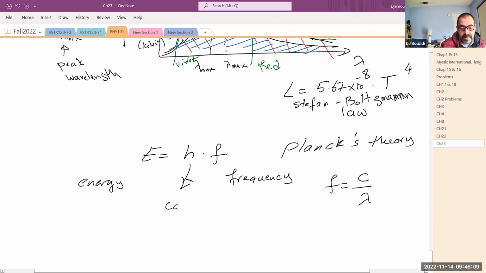And this is a constant. Later on, people named it after him, and they called it Planck's constant. So at this point, he just called it a constant. It was later when it was named.